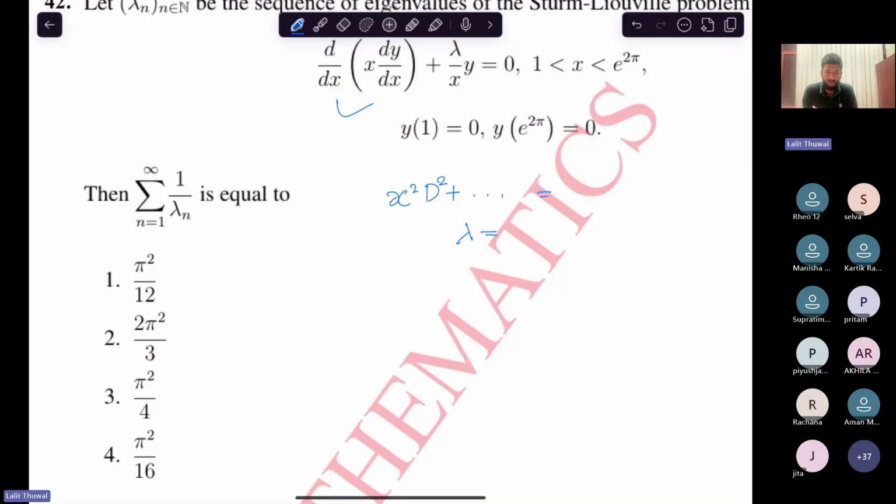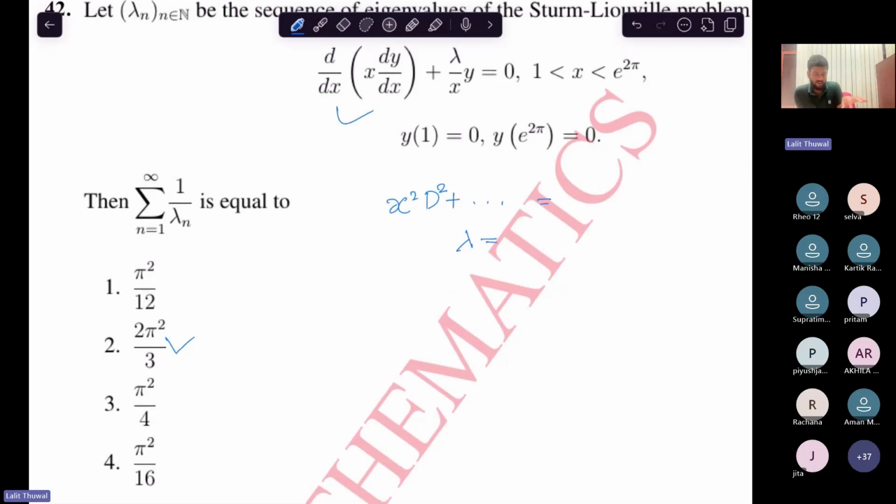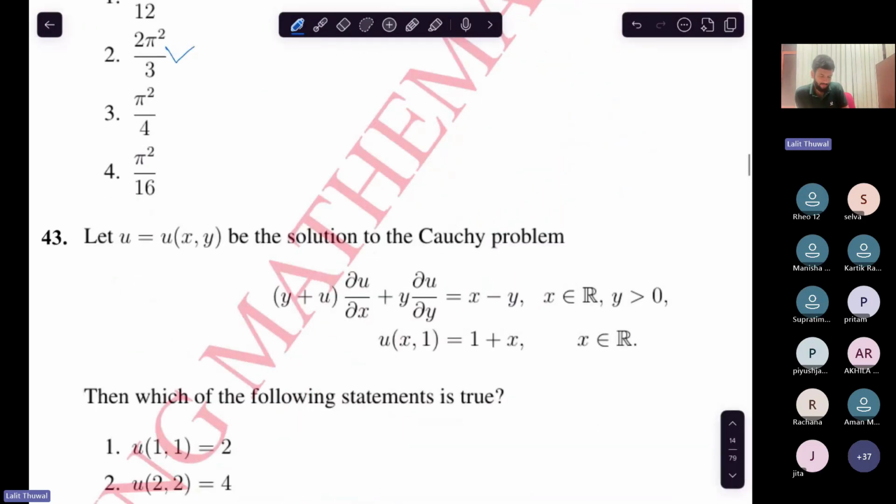Okay, then you get the B. So it's easy to solve. Just solve this one, differentiate it, and then you will get the Cauchy-Euler homogeneous equation, you know, and put x equal to e to the power z, then go ahead. Okay, you will get that.